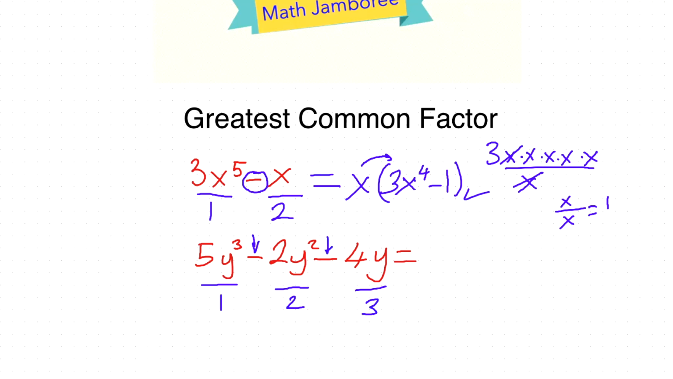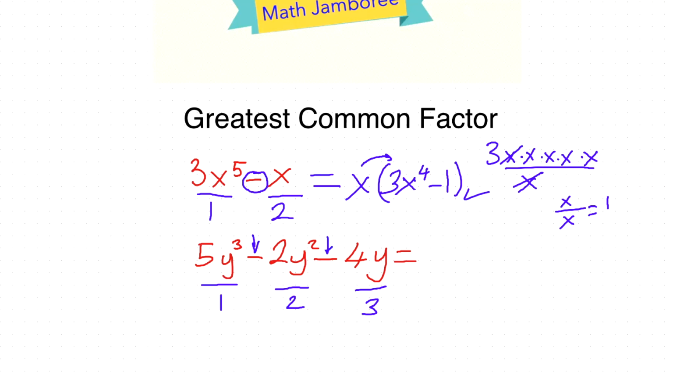For instance, the second and third terms have 2 in common, but all the terms have to share the factor. Do we have a 2 factor in term number 1? No, unfortunately 5 doesn't have any 2 factors in it. So then let's focus on the variable y: y cubed, y squared, and y. The greatest common factor of all of that is y.